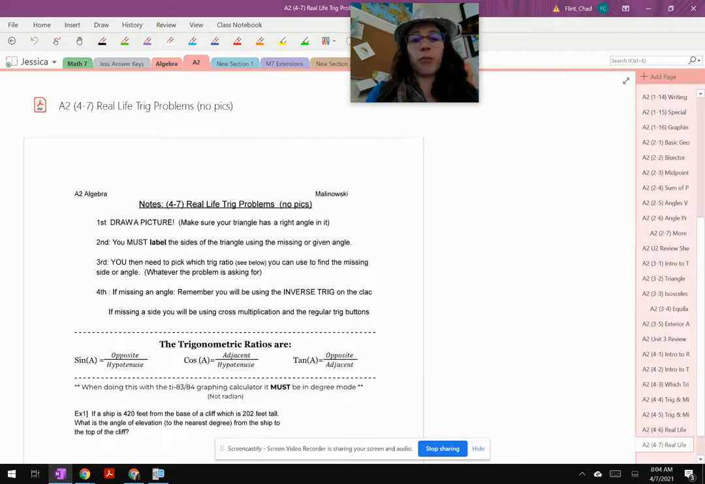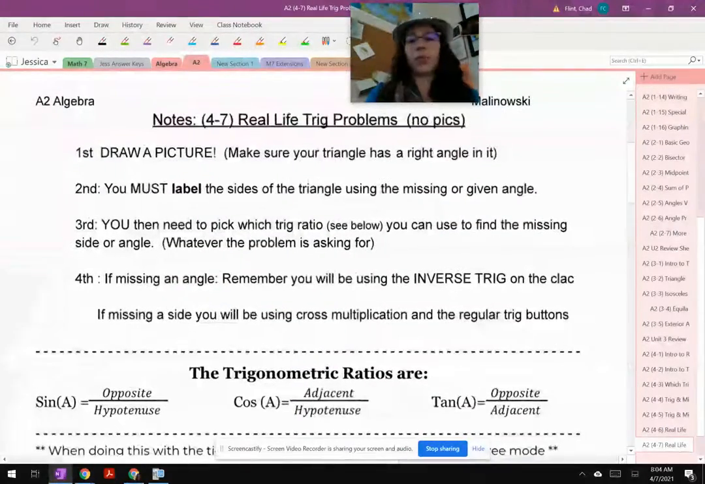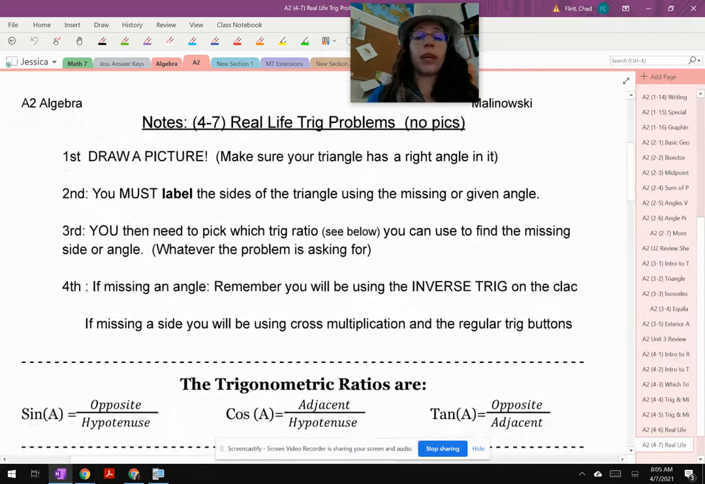Today we're looking at notes for 4-7, real life trig problems, but with no pictures. Oh, scary. It's not that scary. You're just going to have to draw the picture yourself. Remember, trig has to, here we go.